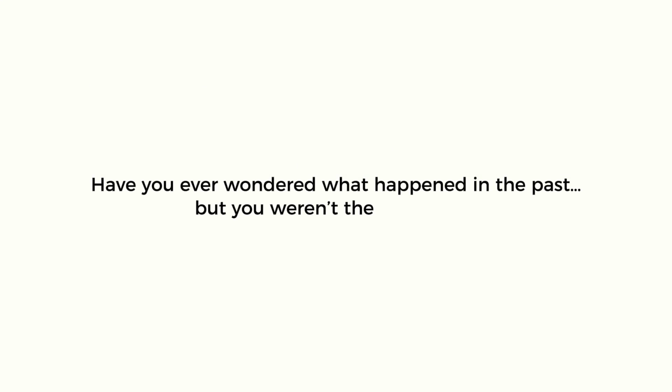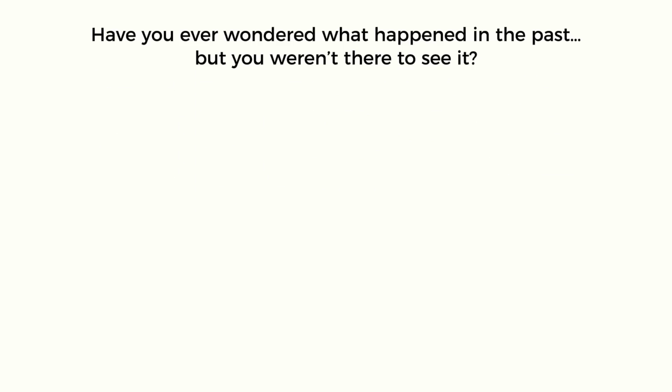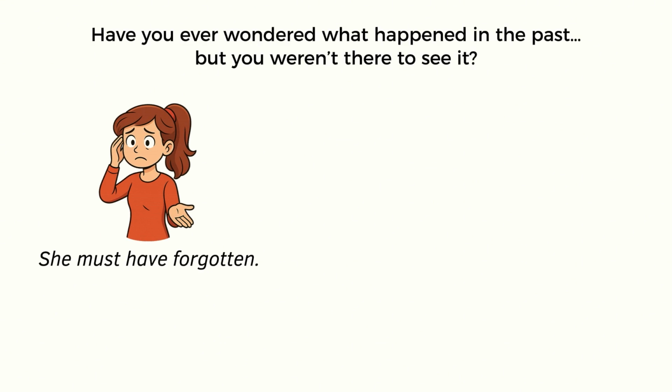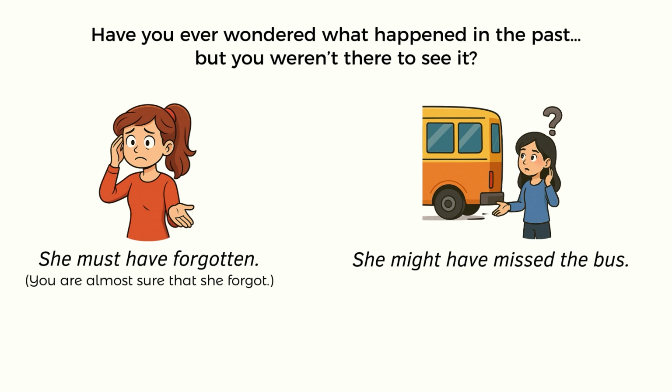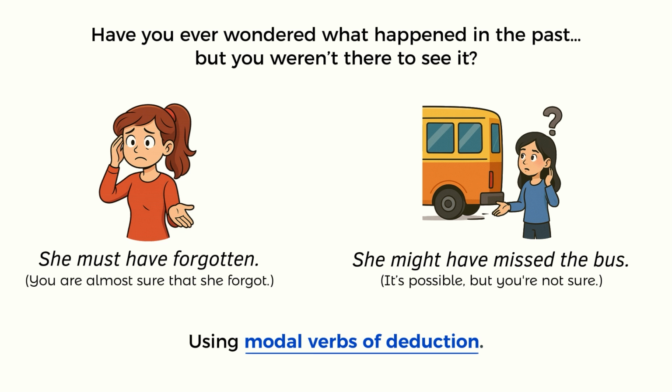Have you ever wondered what happened in the past, but you weren't there to see it? Examples. She must have forgotten. You are almost sure that she forgot. She might have missed the bus. It's possible, but you're not sure. Today, we'll learn how to talk about the past when we're not 100% sure, using modal verbs of deduction.